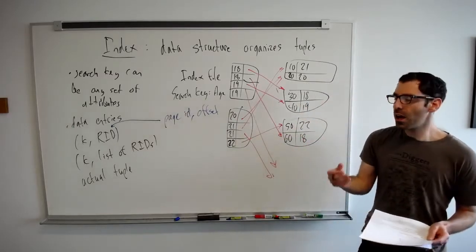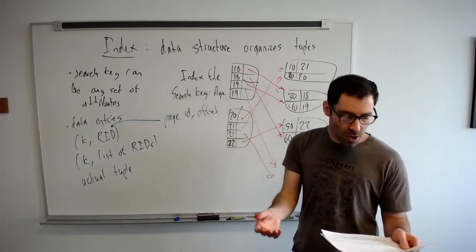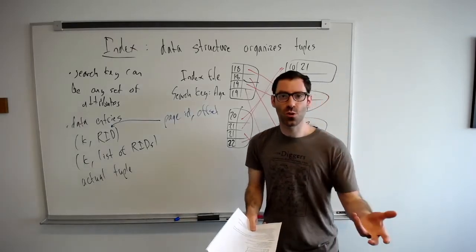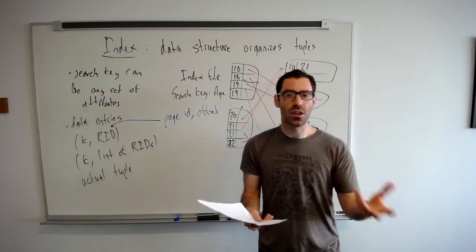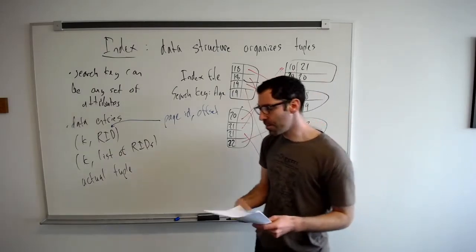So some indexes may fit entirely in memory, or they may be stored as pages in a file, just on the disk, just like heap files.